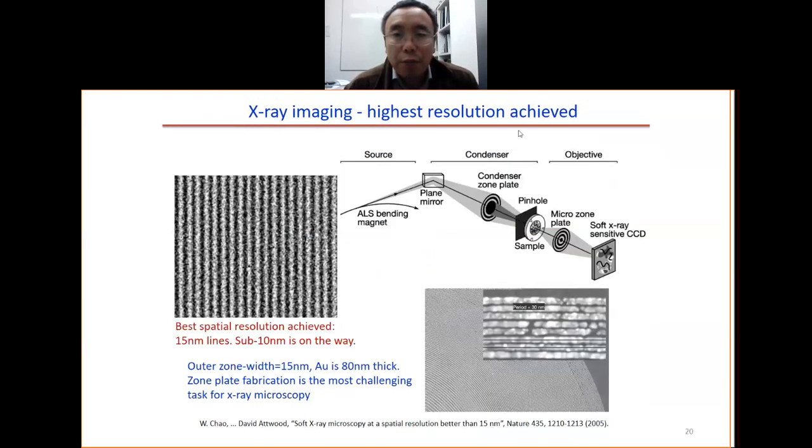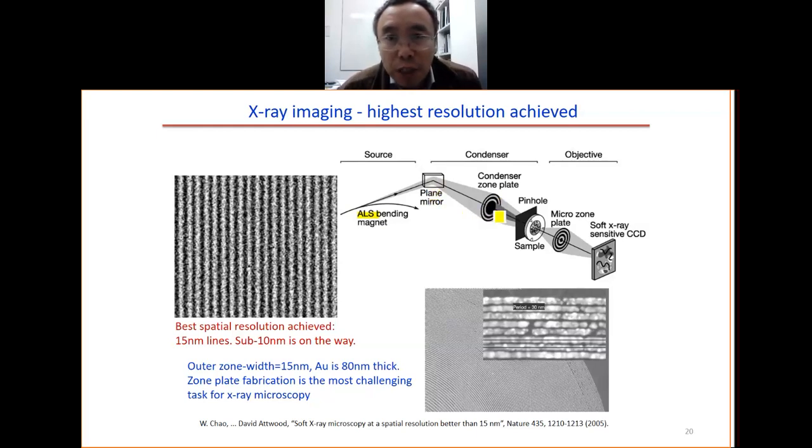So here is the setup for imaging using X-ray. Here you can see we have the synchrotron radiation. It comes from the ALS, the Advanced Light Source in Berkeley, California. We have this mirror, which can be a bulk single crystal silicon. This X-ray is not bent by refraction. It is bent because of the X-ray diffraction through the single crystal silicon.